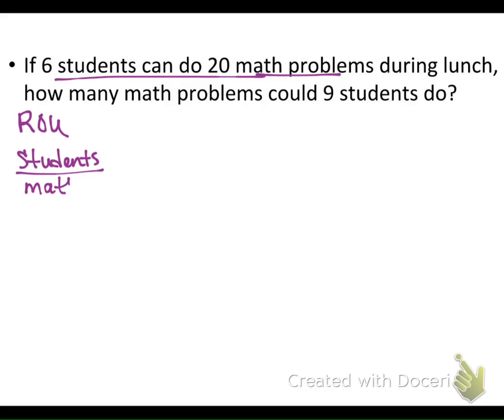Let's do math. Okay. So after I find my ratio of units, I'm going to do my known ratio. What do I know? Okay, so 6 students. Because I'm talking about students on top, where does that 6 go? And 6 students can do how many math problems? So that's going to go on. Okay, so there's my known ratio.